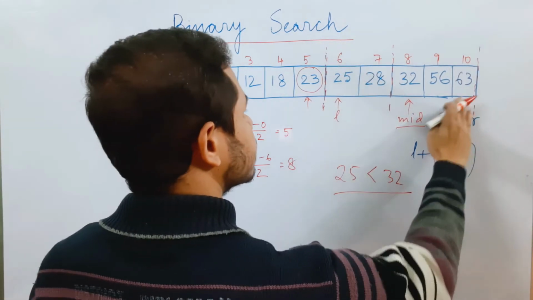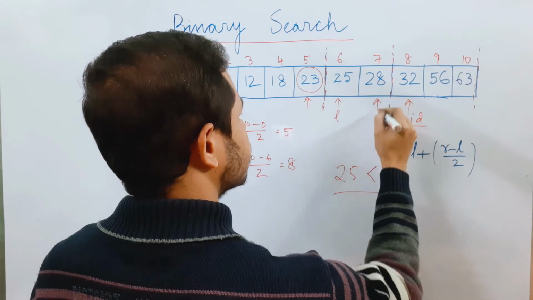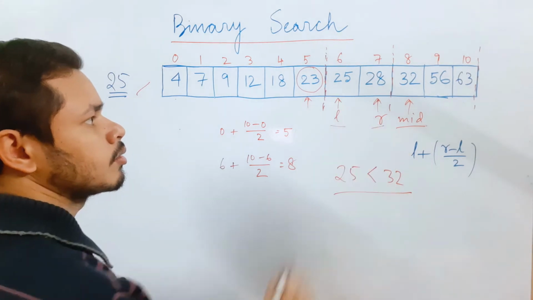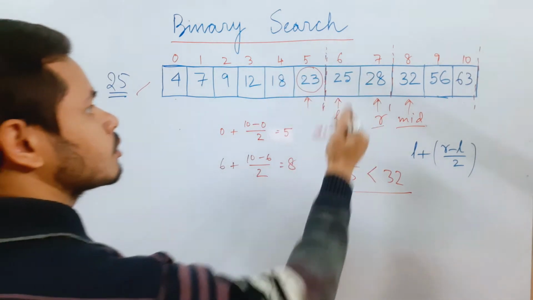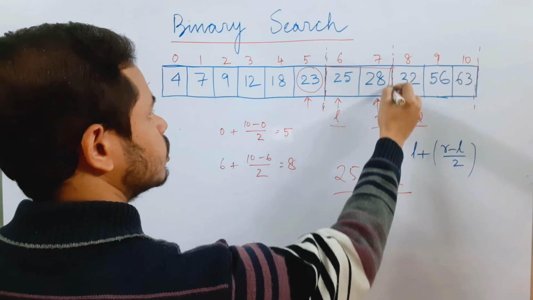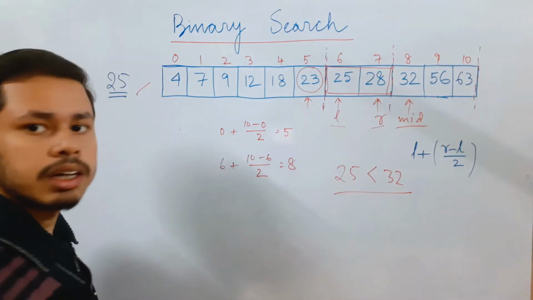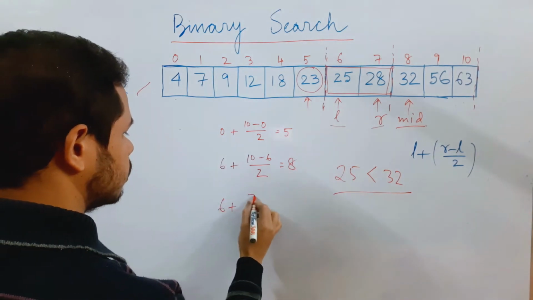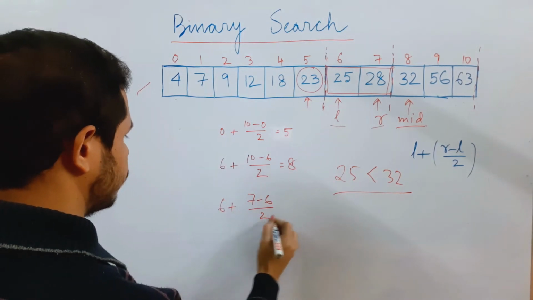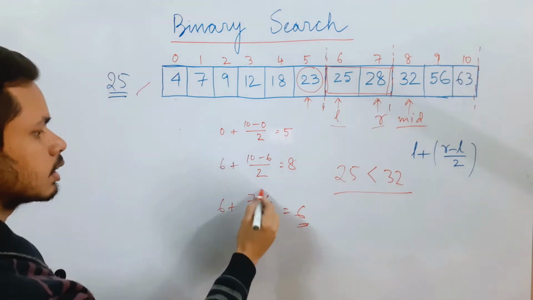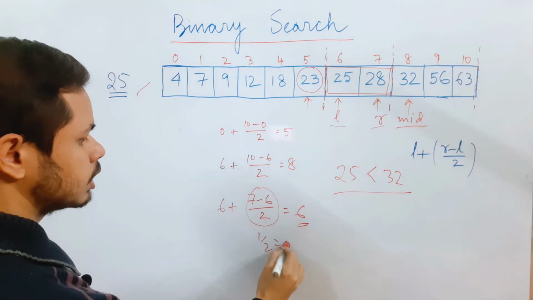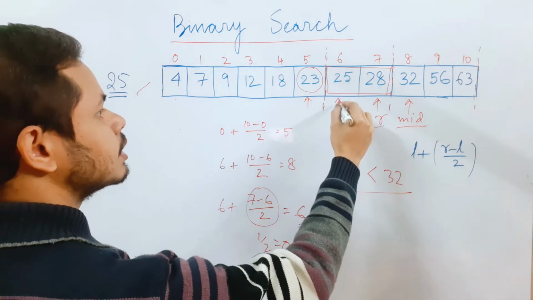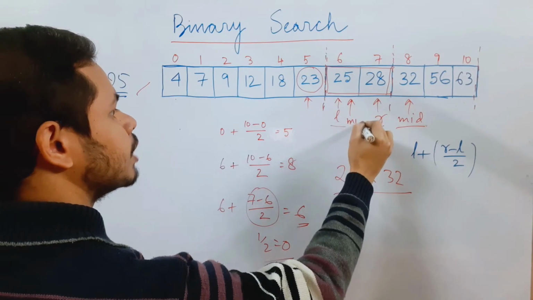So in that case our R value will be this and L value will be this, right? So what will be the middle? In this case we only have these two values left, okay? So what will be the mid in this case? 6 plus 7 minus 6 divided by 2, that will be 6 only, because this gives 1 by 2, which means 0 in integer division, okay? So 6 only. So what is 6? This will be our mid.